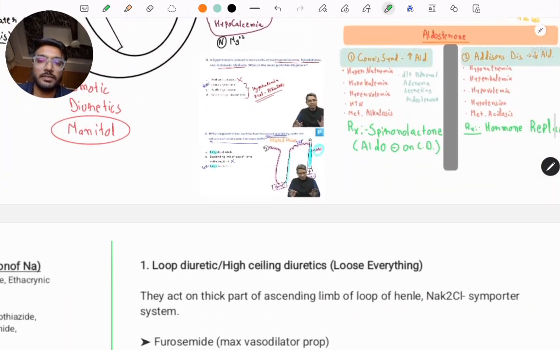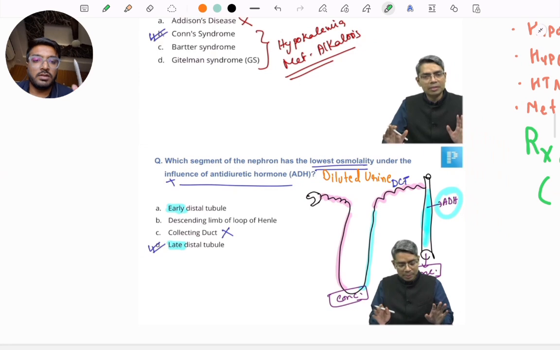So we had options as early distal tubule, late distal tubule, descending loop of Henle, which is here, and collecting duct. Now, lowest osmolality means less concentration. Just think, guys, we just studied before: if we have more antidiuretic hormone, will it lead to our urine being diluted? Of course not. It's going to give higher osmolality, higher concentration. So the collecting duct cannot be the answer here.